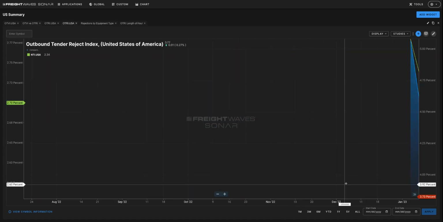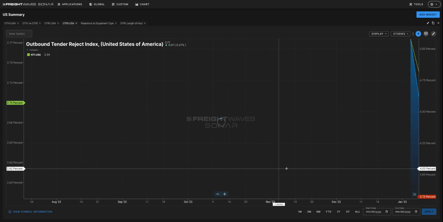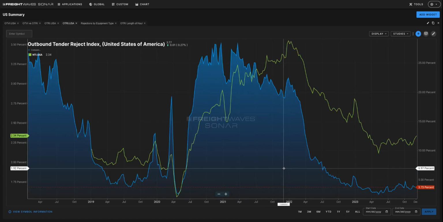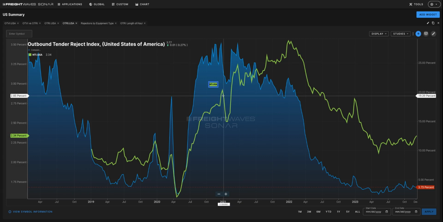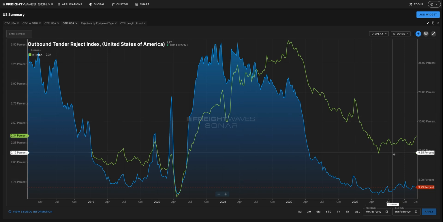Now, when looking at rejections, these are a great leading indicator on what might happen on the spot market. So on this chart, I have the outbound tender rejection index, which is this blue line. And the green line I have compared to it is the national truckload index. This is coming from our track contributors, which I'll go into a little bit more in depth on the market dashboard. But this is showing you the current spot market price for a van in the country. This is just the average of that price, and it does include fuel. So $234 is the average price right now in the country for a van.